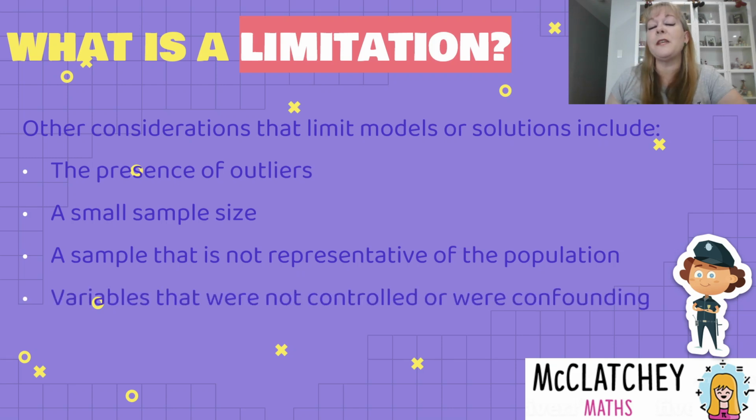If there were variables that you didn't control, so I'll go back to my coffee and tea example. Let's say you did the experiment on different days and the temperature might have been different. There might have been different humidities. That might affect your results. It might have been a variable that was not controlled.